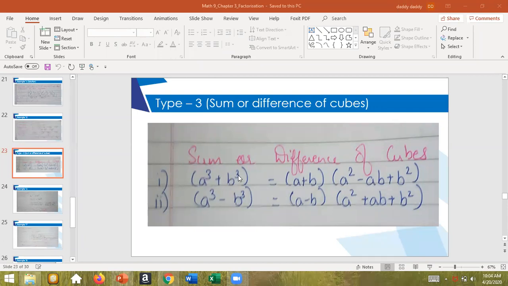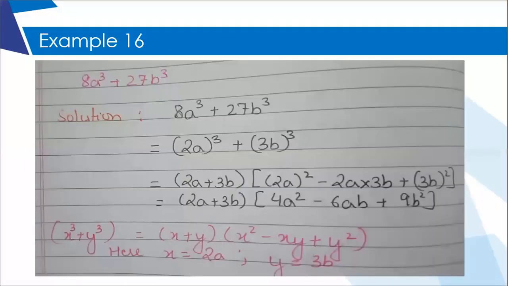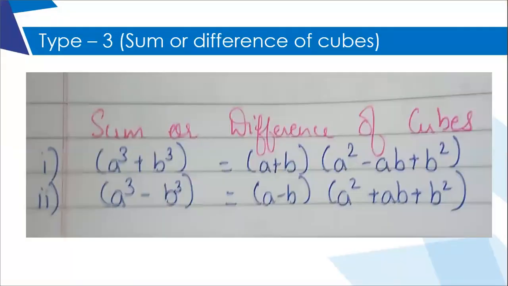So a cube plus b cube, the formula is a plus b within bracket, and second bracket is a square minus ab plus b square. Then difference of cubes is a minus b within bracket, first bracket, second bracket is a square plus ab plus b square. Please write it down. Then we will do the questions which are based on these two formulas.